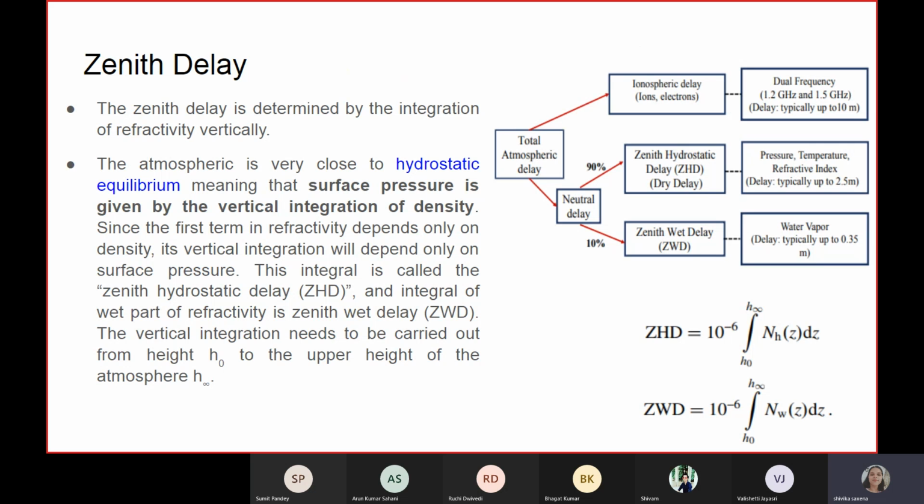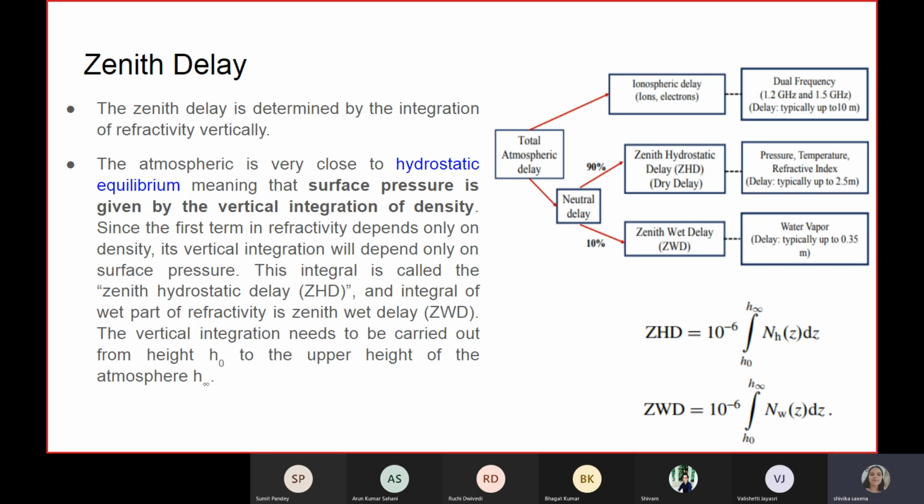Zenith delay is determined by the vertical integration of refractivity. So how are we obtaining the propagation delay in the troposphere? We are integrating refractivity over distance. When the distance is not slant but vertical, then we will get the zenith delay. As you can see in the equations on the right hand side, we are using the term Z instead of small s. This Z means vertical distance.